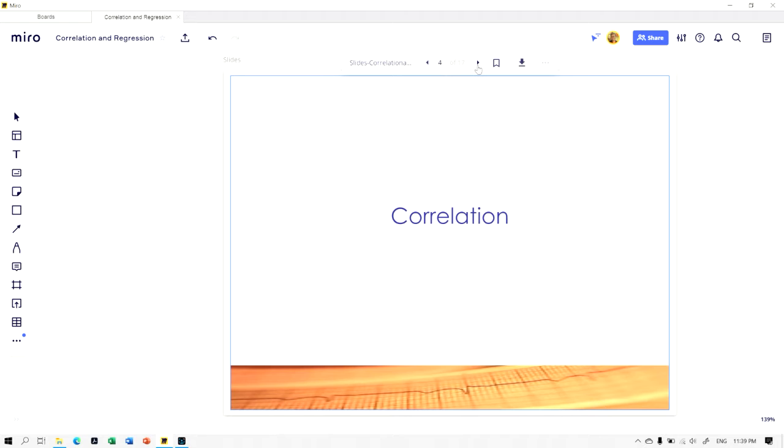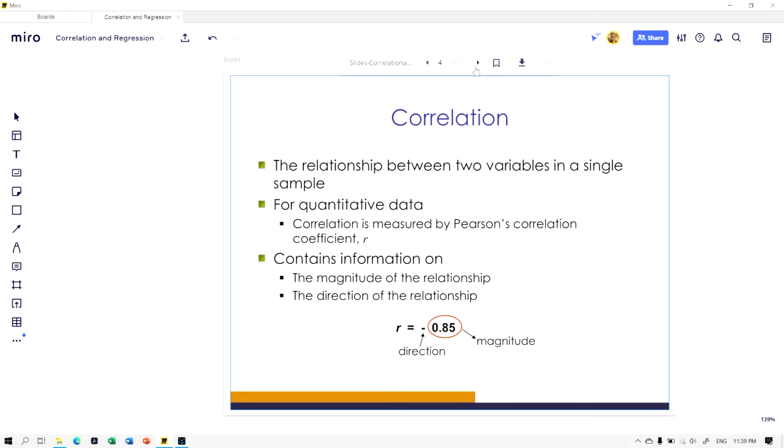First, correlation. Correlation basically measures the relationship between two variables in a single sample. It means that when we obtain the responses from a sample, and in that sample we want to measure the relationship of any two variables, then we need to perform correlation analysis.